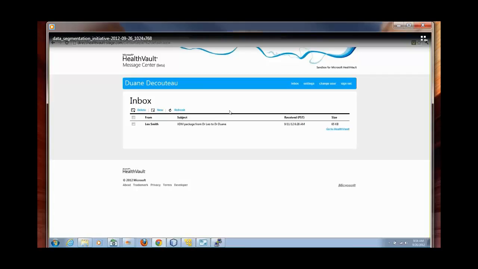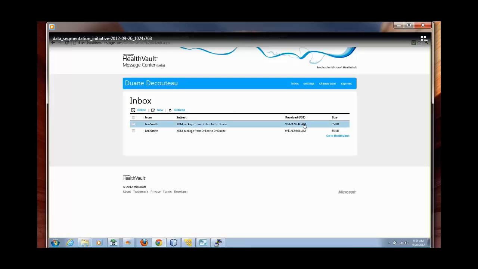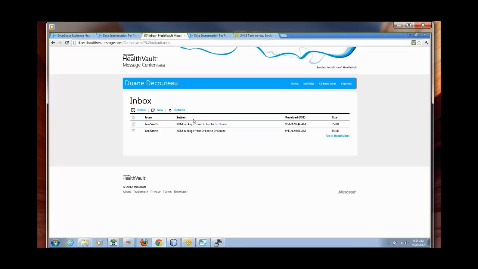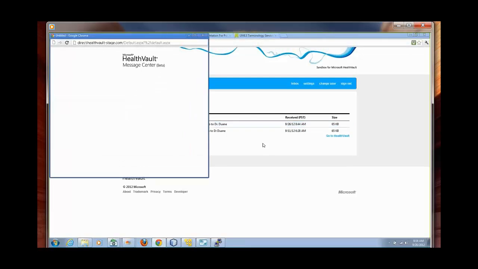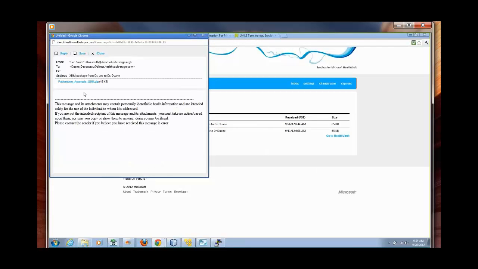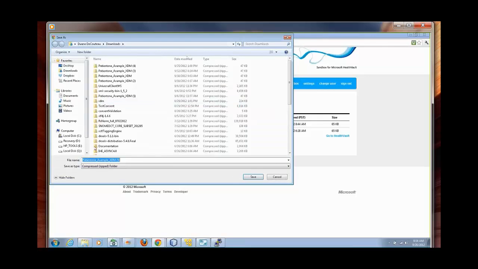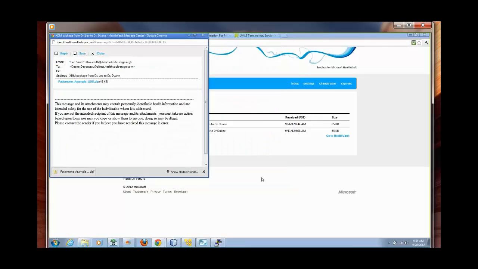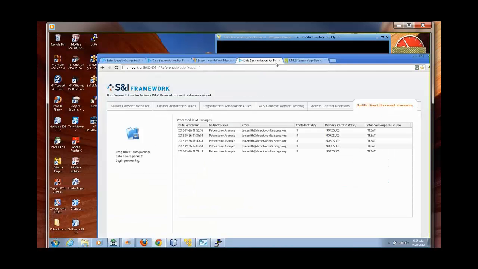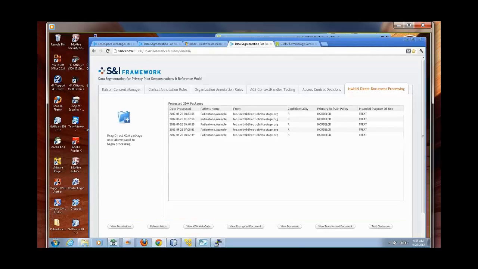Receiving and processing the XDM package. Dr. Duane at the VA will now log in to his secure email service and receive the message containing our test patient's clinical summary of episode note, C32, from Dr. Leo for further processing. We are using HealthVault for demonstration purposes. Dr. Duane will save the XDM package to his desktop. Dr. Duane will not be able to view the contents of the XDM package until it has been processed by our access control system.